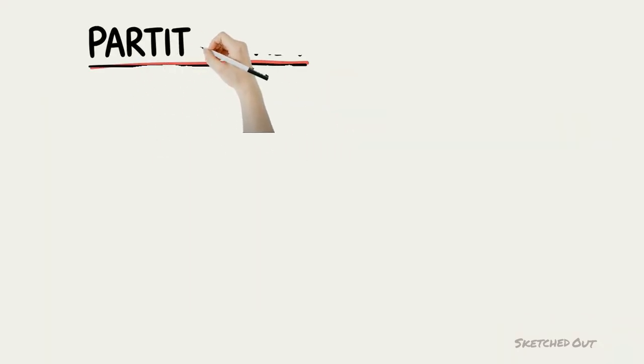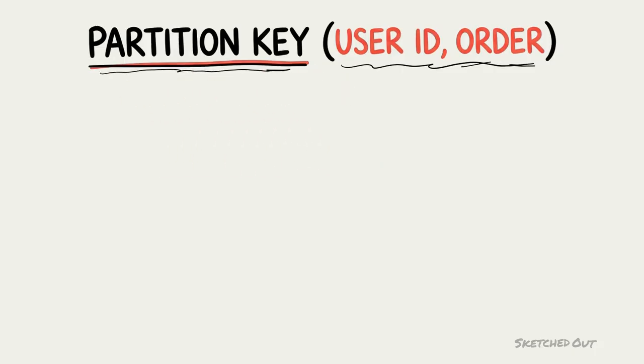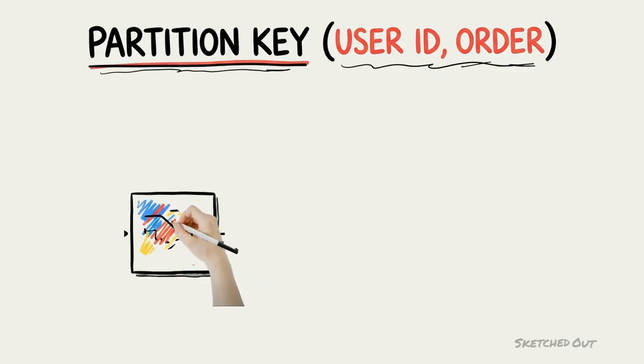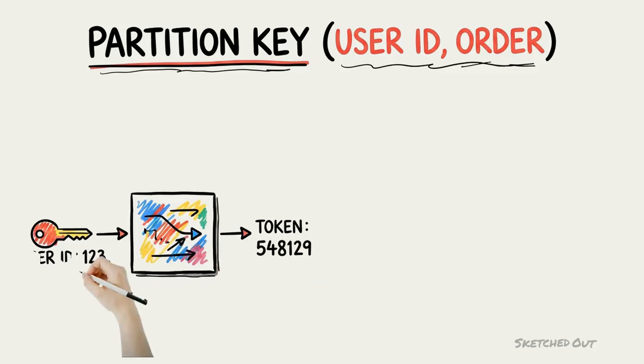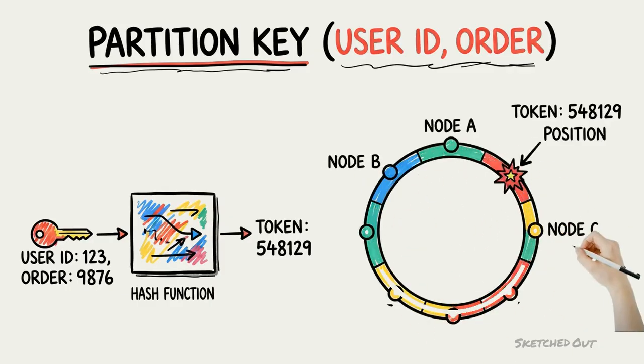So how does Cassandra know where data belongs? Every record has something called a partition key. Maybe it is a user ID, an order number, or a device identifier. Cassandra takes that key and runs it through a hash function. The result is a number called a token. That token maps to a position on the ring, and Cassandra instantly knows which nodes should store the data.